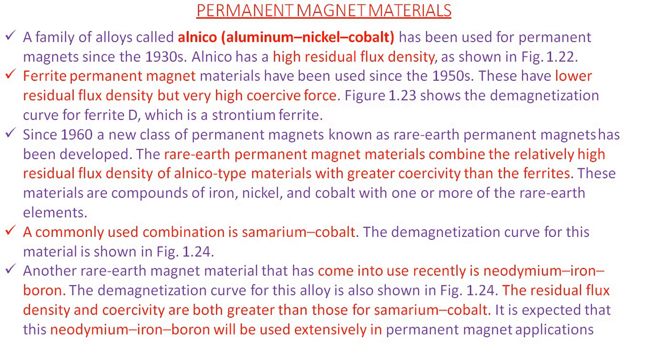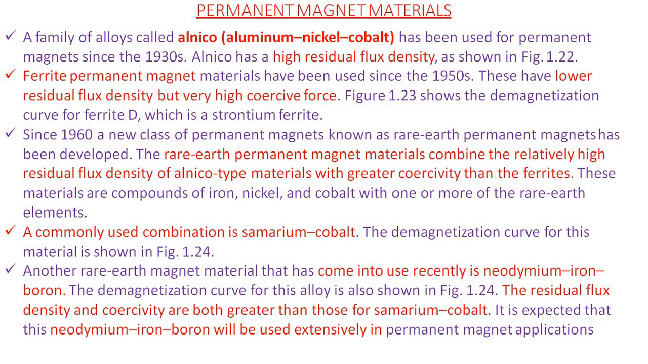Since 1960, a new class of permanent magnet, the rare earth permanent magnet, has been developed. The rare earth permanent magnet material combines the relatively high residual flux density of alnico type materials with greater coercivity than ferrites. These materials are compounds of iron, nickel and cobalt with one or more of the rare earth elements. A commonly used combination is samarium cobalt, and this is the demagnetization curve for the material.